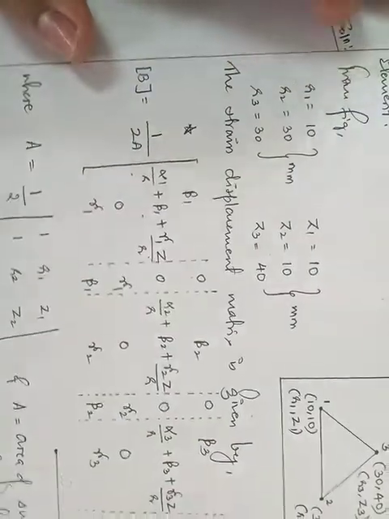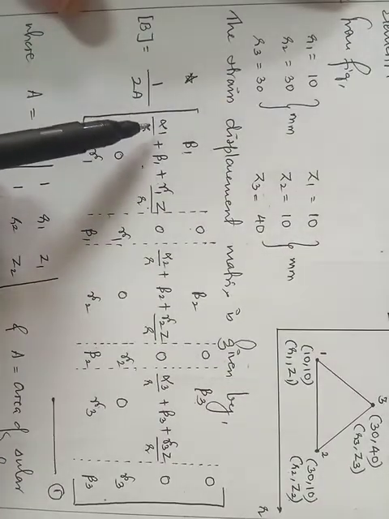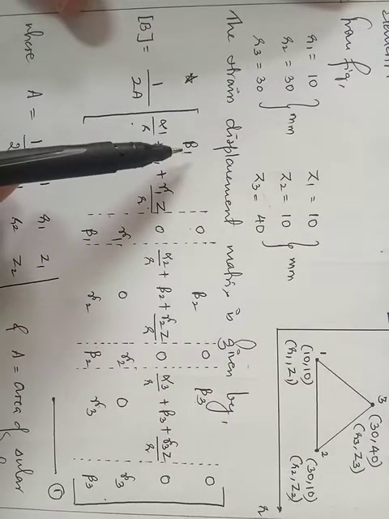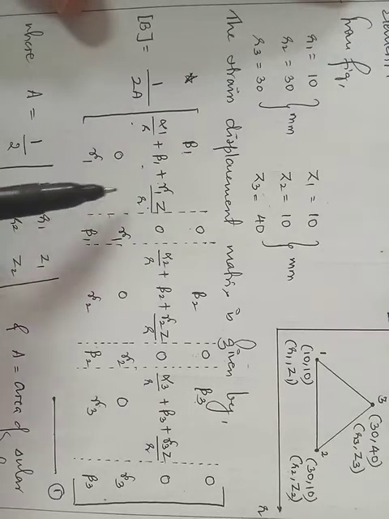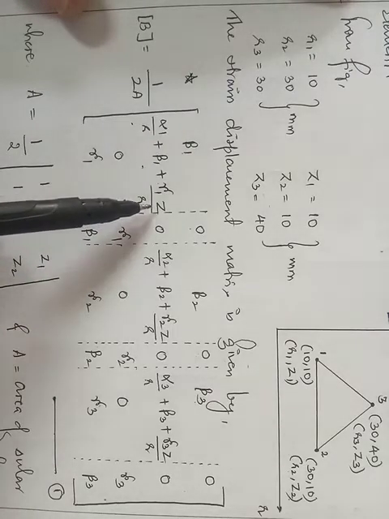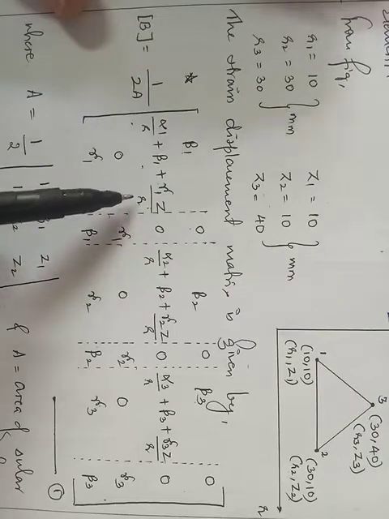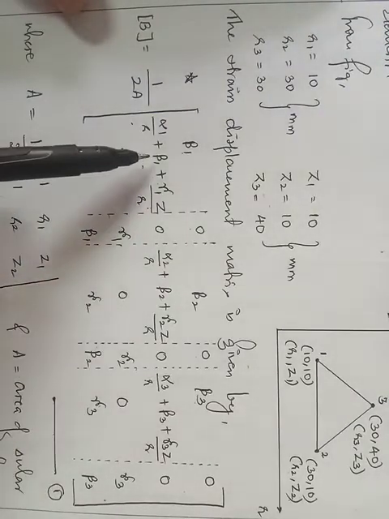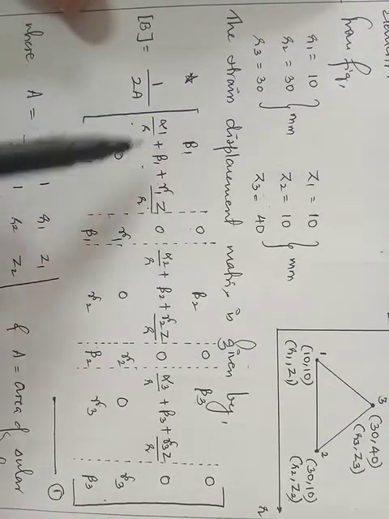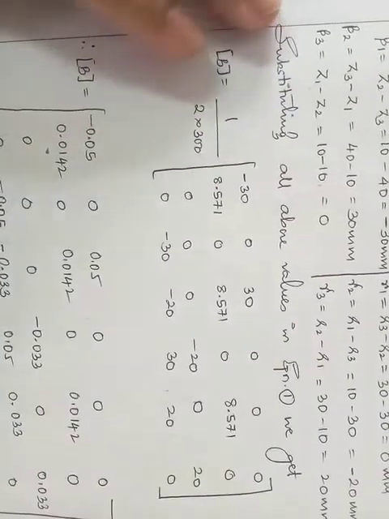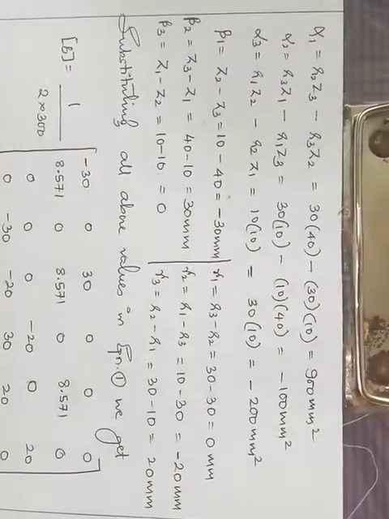Now, if we check our strain displacement matrix, we need to know the value of alpha, the value of beta, the value of gamma, the value of r, and the value of z. The values of r and z we have calculated already. Now we need to calculate the values of the beta terms, the alpha terms, and the gamma terms. Right, so that is our task which we need to take up next.